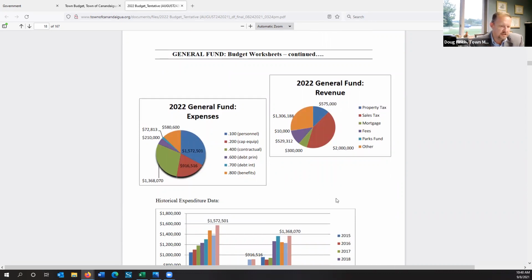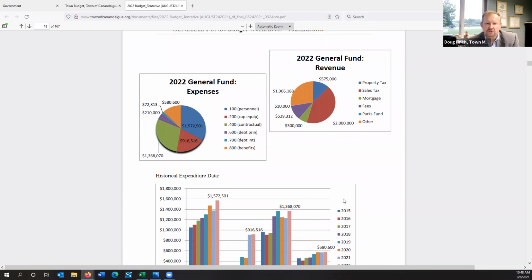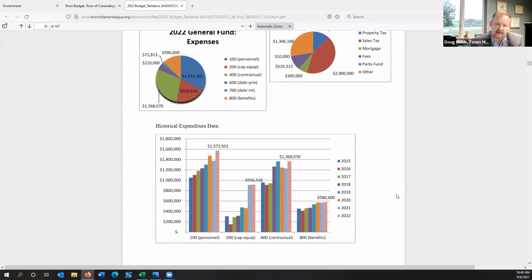This next worksheet really shows the general fund expenditures and revenue, as well as the historical graphs down below here. This is on page 18 of the budget, so that you can really look at this detail and see what's going on. We all take a lot of time and a lot of effort to chart this and pay attention to this so that we see what's going on and really have a clear picture.